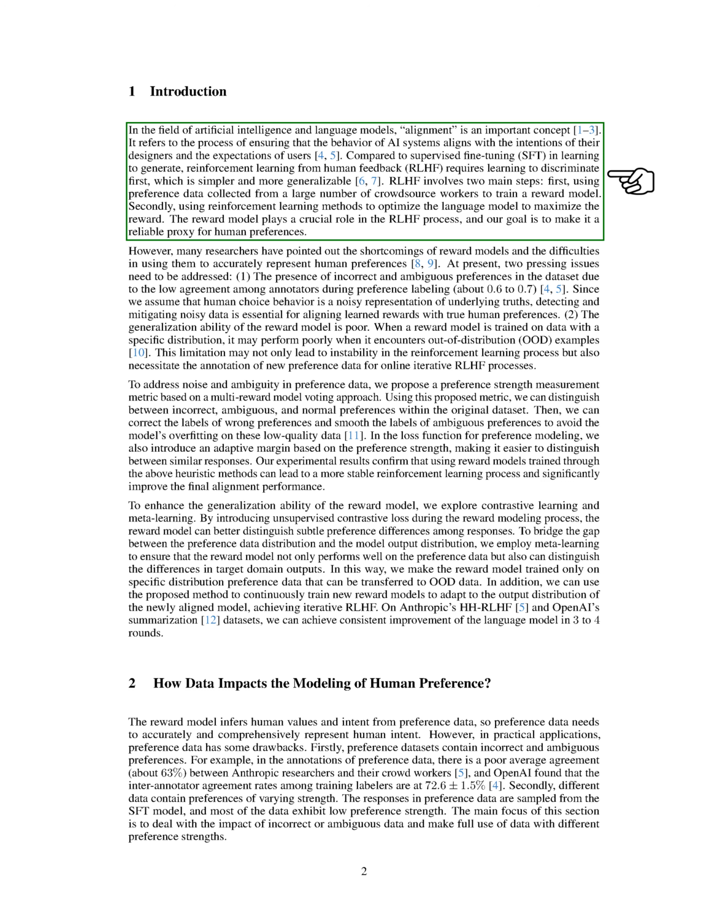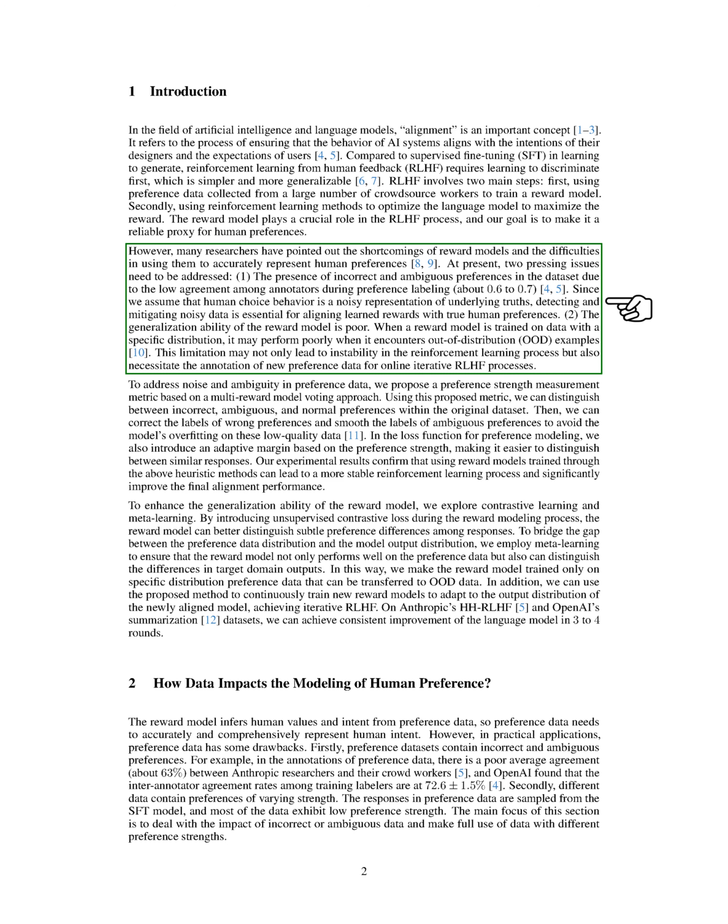RLHF involves two main steps. First, we use preference data gathered from a large number of crowdsource workers to train a reward model. Then, we use reinforcement learning methods to optimize the language model to maximize the reward. The reward model is a key part of the RLHF process, and our aim is to make it a reliable stand-in for human preferences.